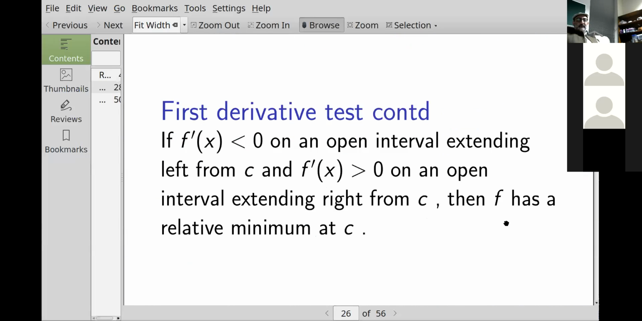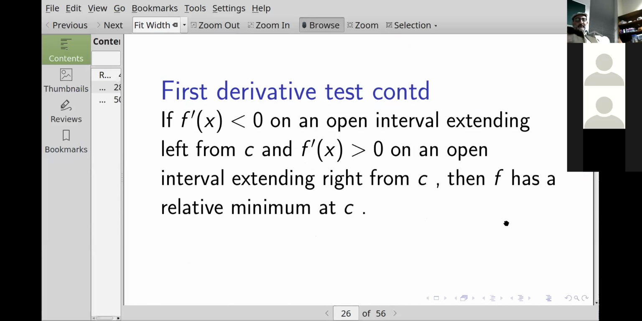Okay, if you've got the opposite story, the function is decreasing, then the derivative is 0, then to the right the function is increasing, then you've got a local minimum, or we also say relative minimum, at that critical point where the derivative is 0.